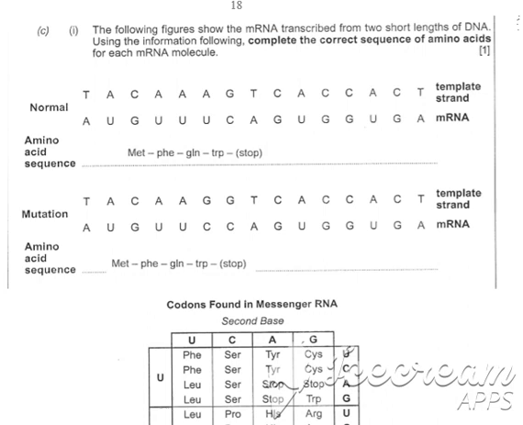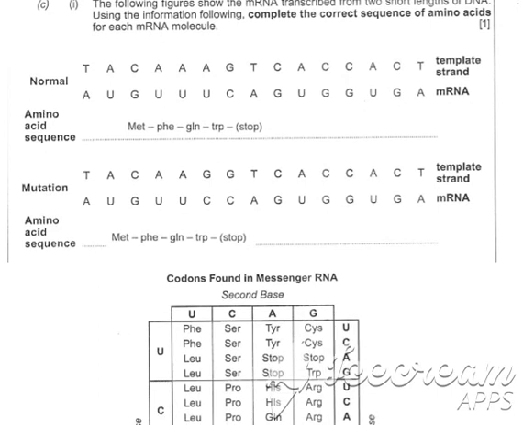Part 7c. The following figures show the mRNA transcribed from two short lengths of DNA. Using the information following, complete the correct sequence of amino acids for each mRNA molecule. So we're given at the bottom of the page a table that helps us translate it.